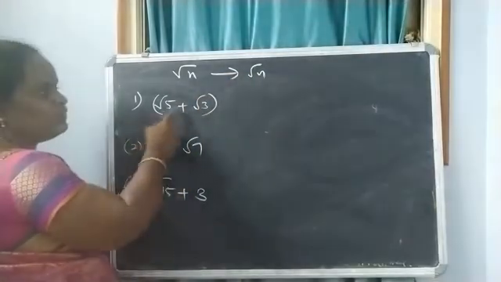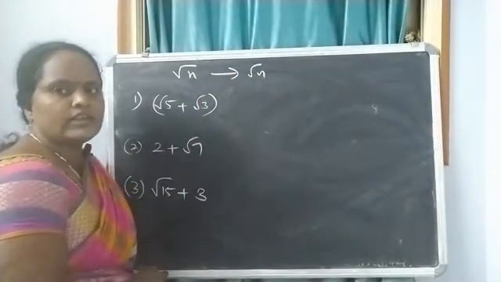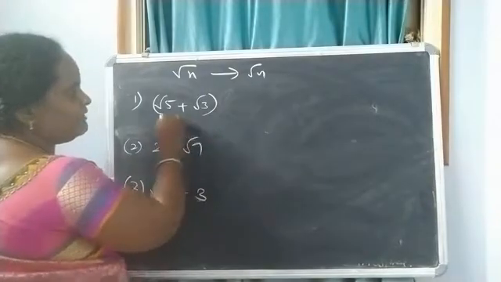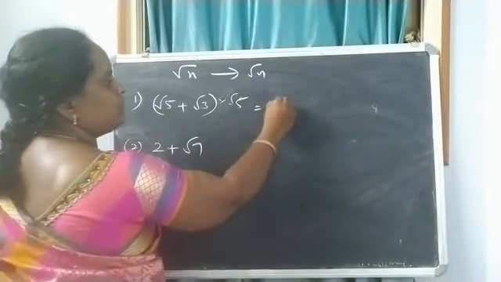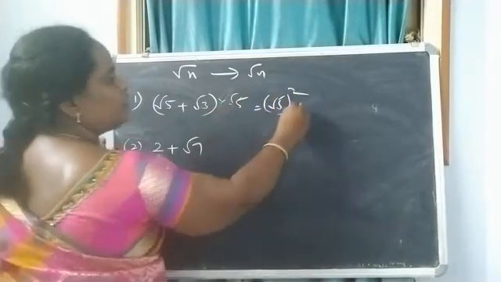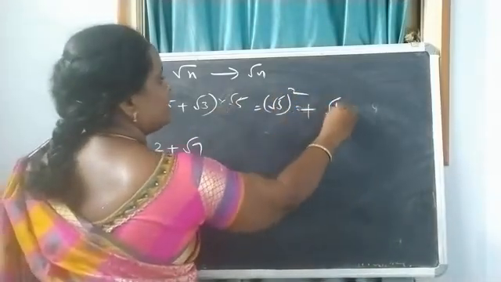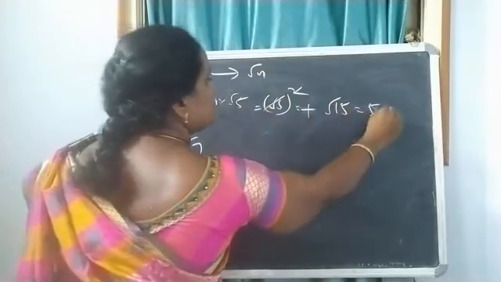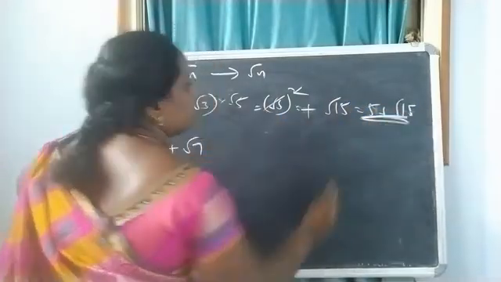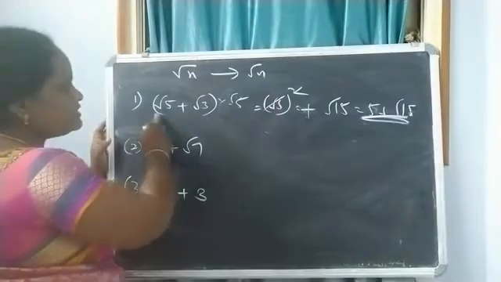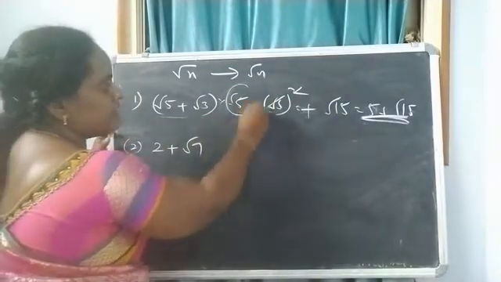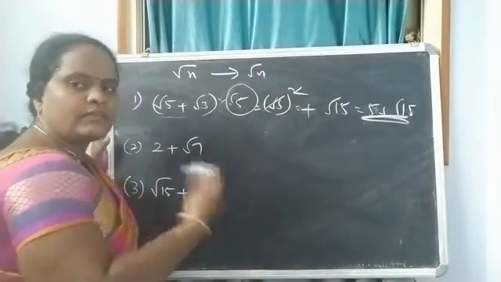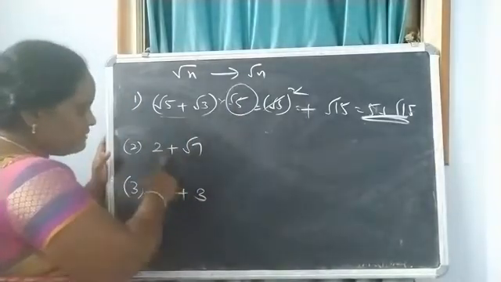Now let us take root 5 plus root 3. This is also irrational. But for this one, if I multiply with the same root 5, root 5 into root 5 is root 5 whole square, and root 3 into root 5 is root 15. Square and square root cancel, 5 plus root 15. It is not rational. So here the irrational number is not converted to a rational number. So this is not the rationalizing factor. Then what will be the rationalizing factor of this type of binomials?